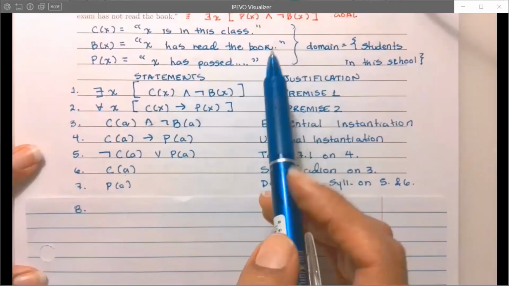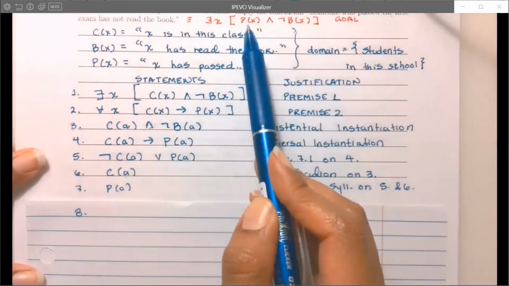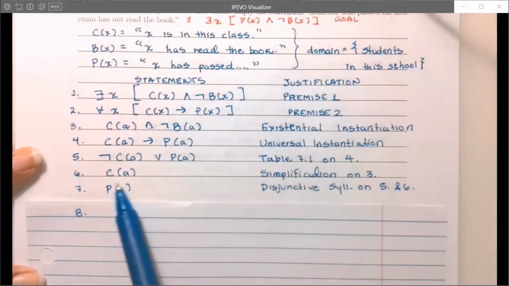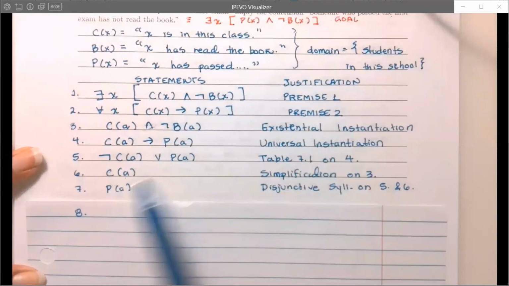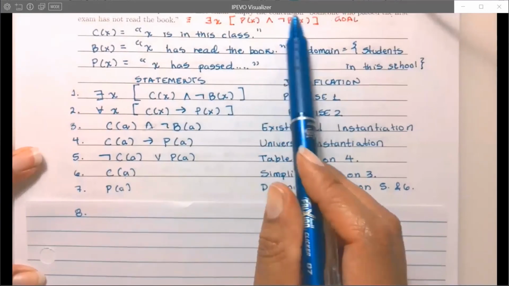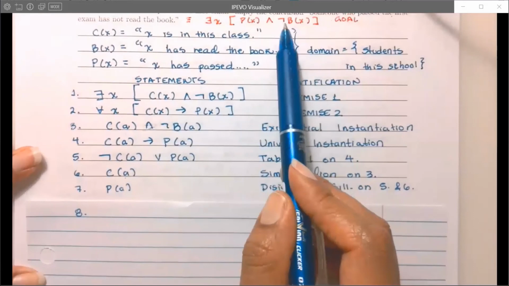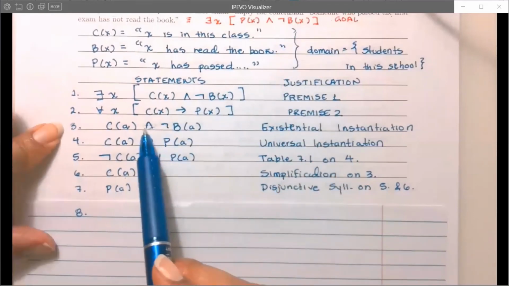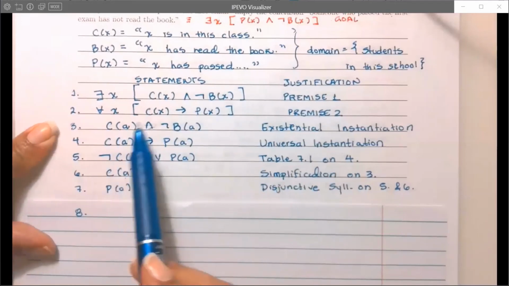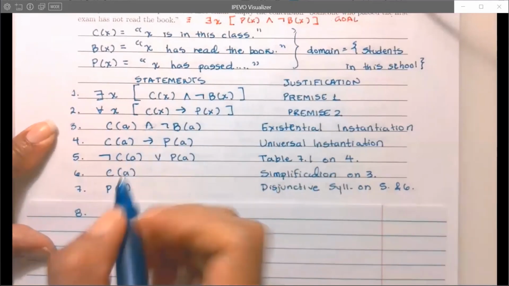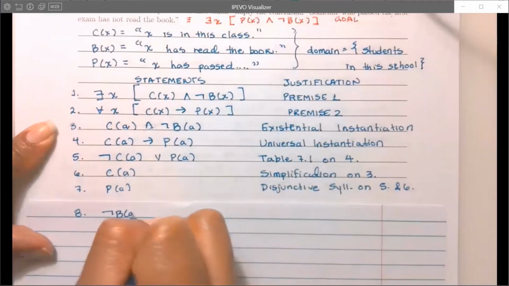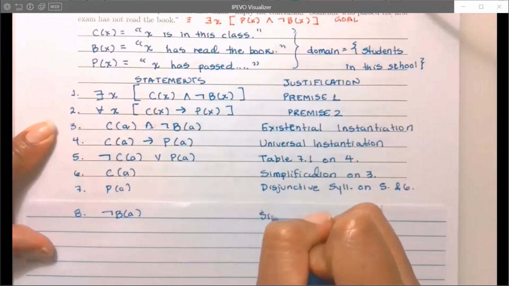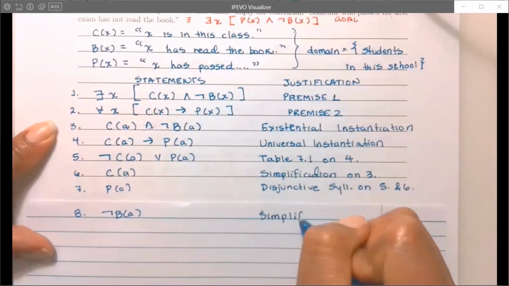Well, remember the goal. We're trying to get to: there is some student such that P of x is true and negation Q of x is true. We already have there is some student such that P of a is true. To show that the same student also fulfills negation Q of x, we can take a look at 3 again. Since this is saying the student is in this class and the student has not read the book, then the student has not read the book by itself is true. So that is also by simplification on 3.